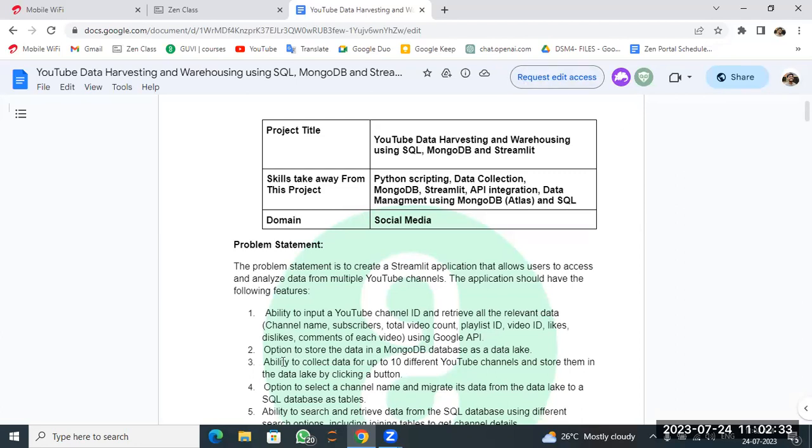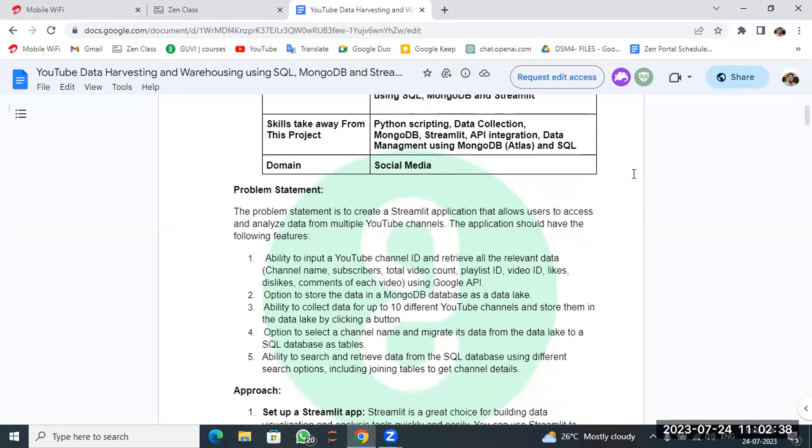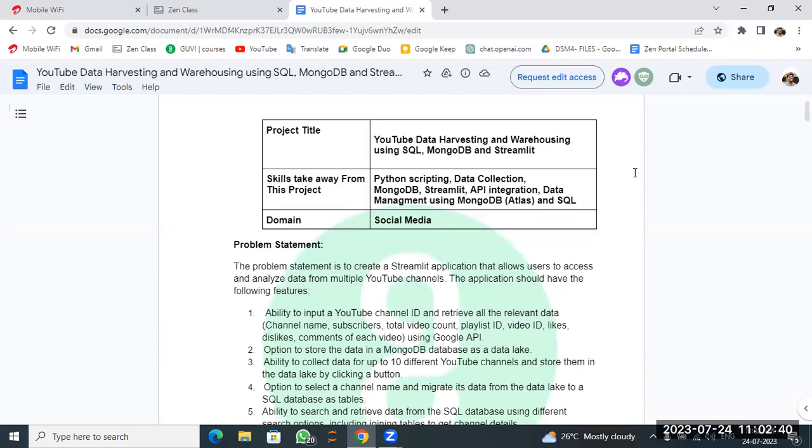So, let's talk about this project. Guys, have you gone through this documentation? You have to go through it 2 or 3 times, then only will you understand it. Also, it is not loading for me. I need to open it on mobile.